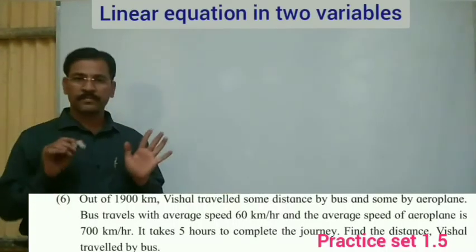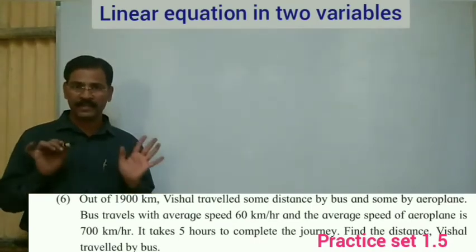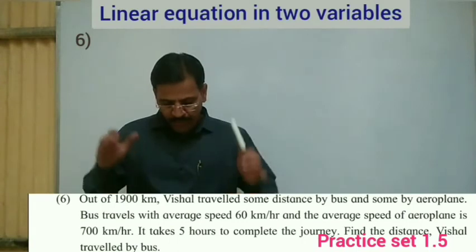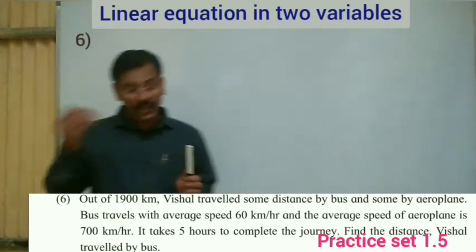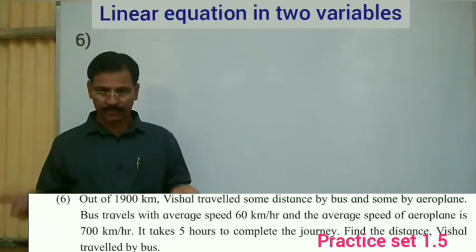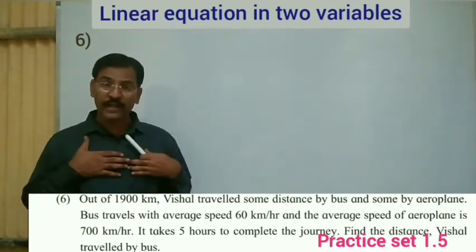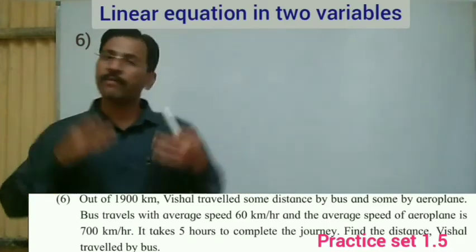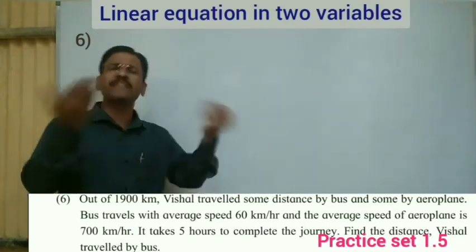See friends, the last one of this practice. I'll read it. Out of 1900 kilometers, we shall travel some distance by bus and some by aeroplane. So we have to find the distance covered by bus and the distance covered by aeroplane. That one we have to find out. So I will suppose that.